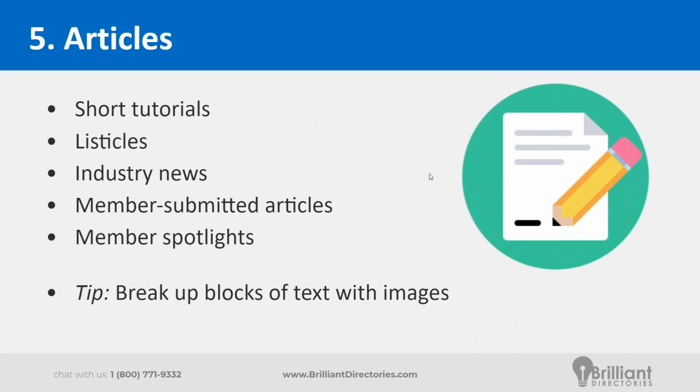Next up, you could do industry news. This should typically just be a pretty short piece of content giving your members whatever is new in the industry that you're targeting. You could also feature member submitted articles. So you can ask your members to submit you articles, and you may need to clean them up a little bit, maybe reformat them, maybe make them a little bit shorter or edit some grammar. But this is a really good way to streamline your content creation process.